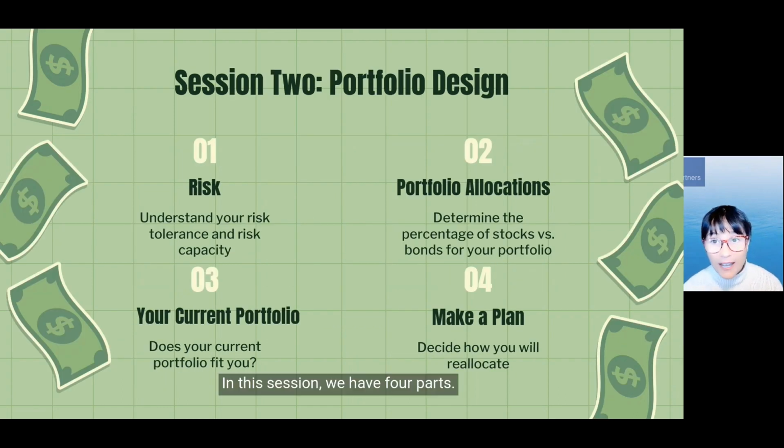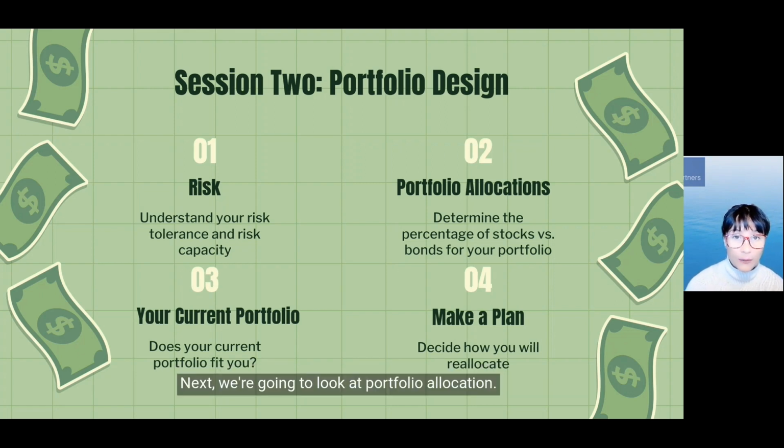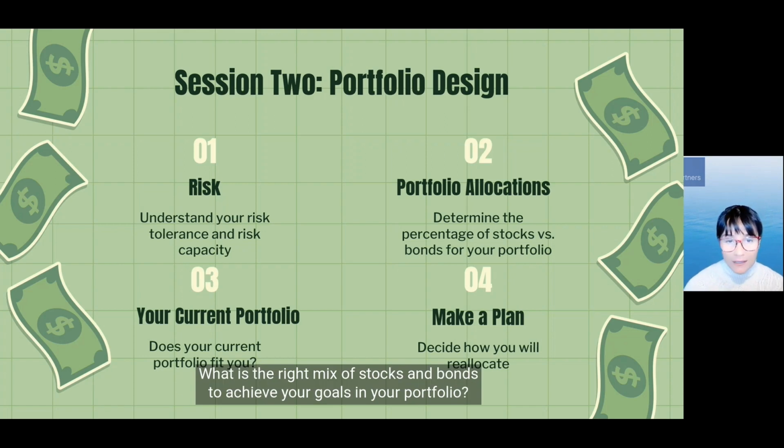In this session, we have four parts. So this is session two, portfolio design. The first one is about risk. Just like our caveat said, investing is risky. So we want you to understand risk and evaluate your own risk tolerance and risk capacity. Next, we're going to look at portfolio allocation. What is the right mix of stocks and bonds to achieve your goals in your portfolio?